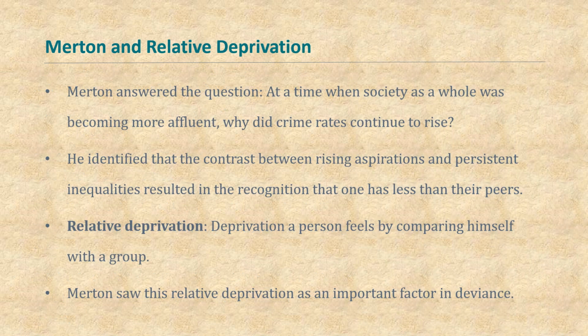Merton looks at a concept he calls relative deprivation. Here, he tries to answer the question, at a time when society as a whole was becoming affluent, why did crime rates continue to rise? He identified that the contrast between rising aspirations and persistent inequalities resulted in the recognition that one has less than their peers.